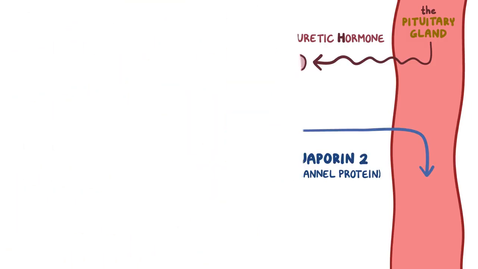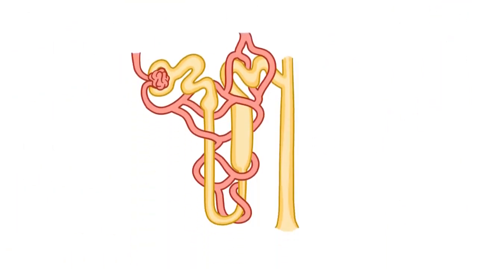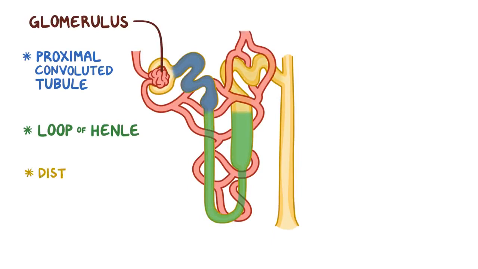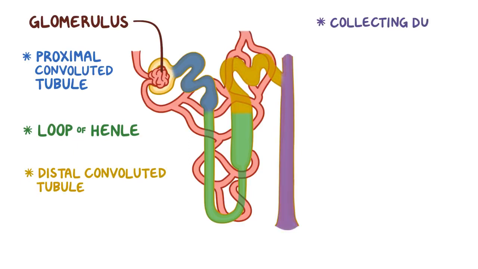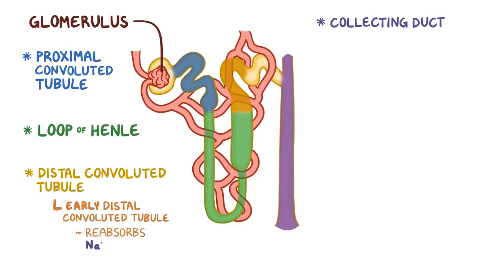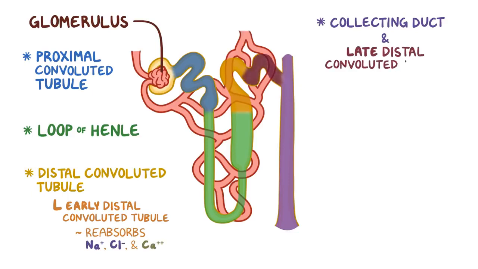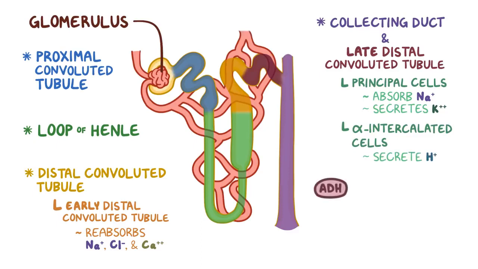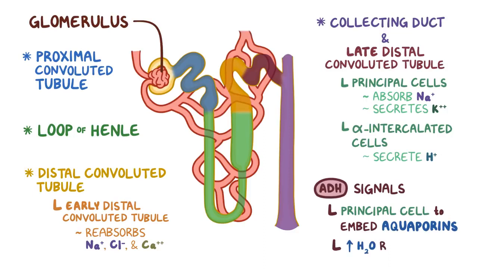Alright, so, as a quick recap, each nephron is made up of the glomerulus, a proximal convoluted tubule, a loop of Henle, a distal convoluted tubule, and collecting ducts. The early distal convoluted tubule is able to reabsorb sodium, chloride, and calcium. The collecting duct and late distal convoluted tubule have principal cells, which absorb sodium and secrete potassium, and alpha intercalated cells that secrete hydrogen. ADH can also signal the principal cells to embed aquaporins into the membrane to increase water reabsorption.